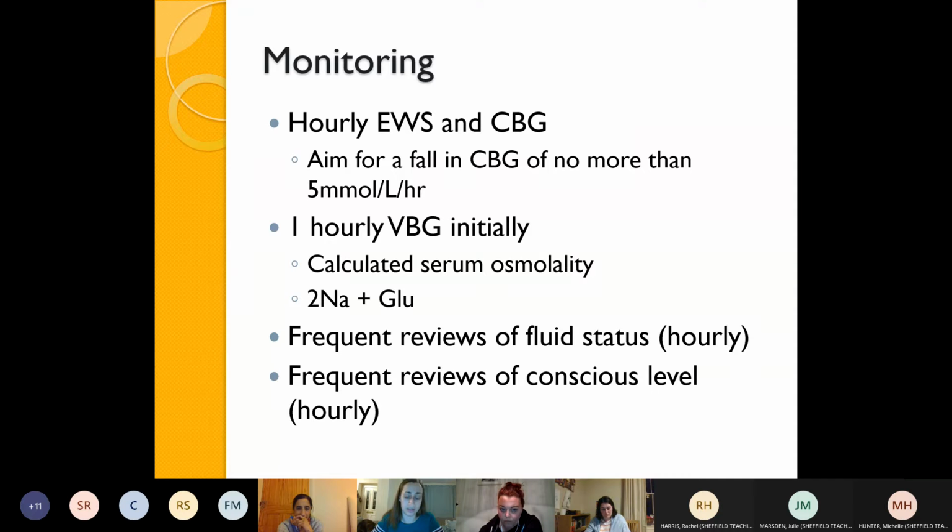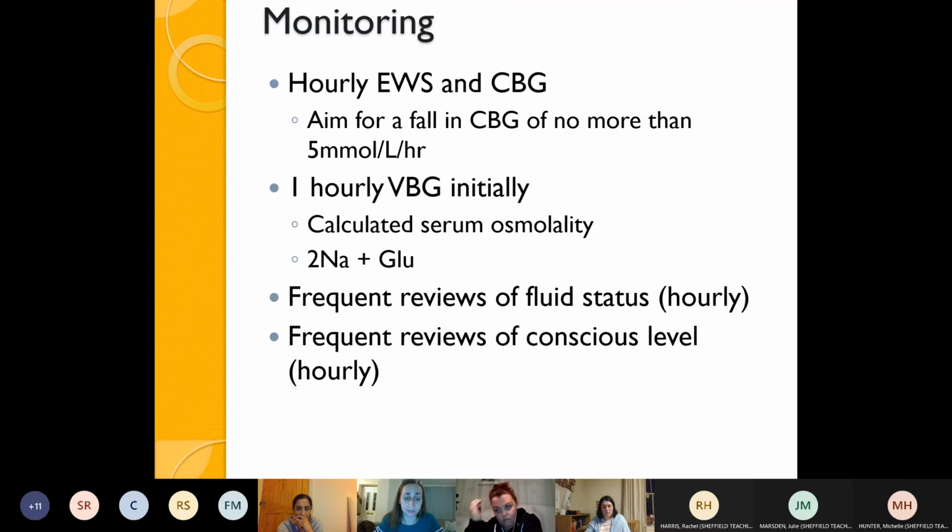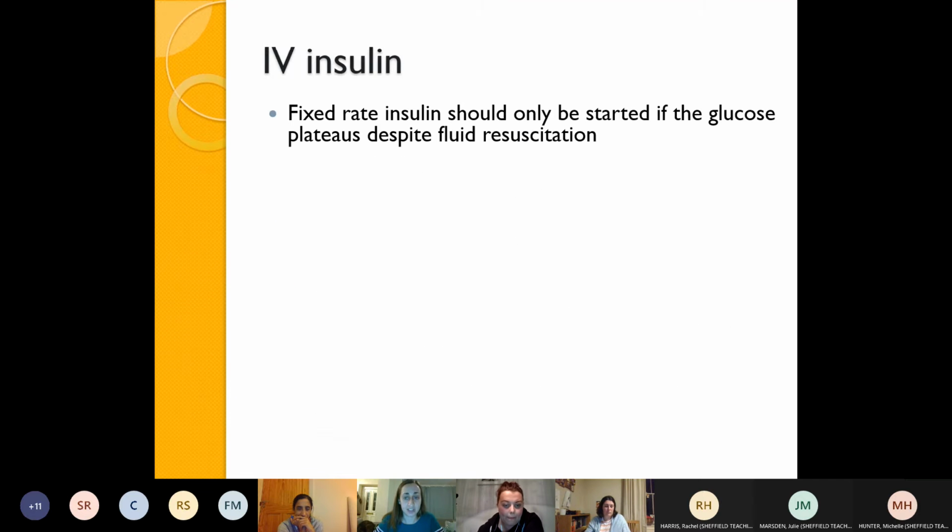And we just have to keep an eye on them because we'll be giving these patients like a litre of fluid every hour, something like that, possibly. So we just need to be keeping a really close eye on them. IV insulin only if the blood glucose stops falling despite adequate fluid resuscitation. If they are also in DKA, we will be treating the DKA. So in that case, they will already be on IV insulin.